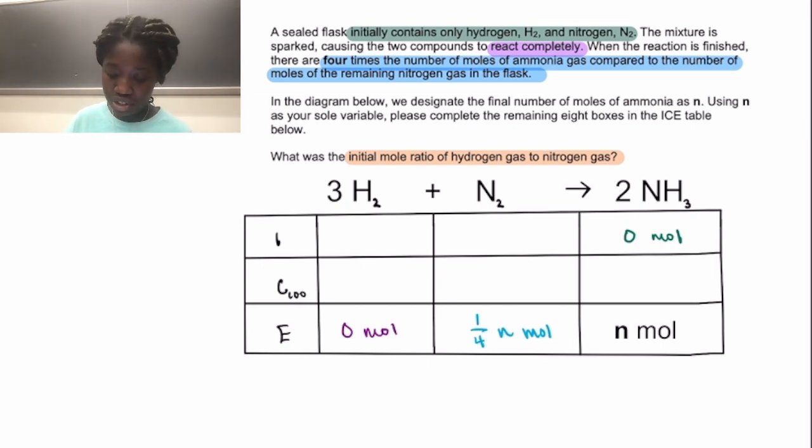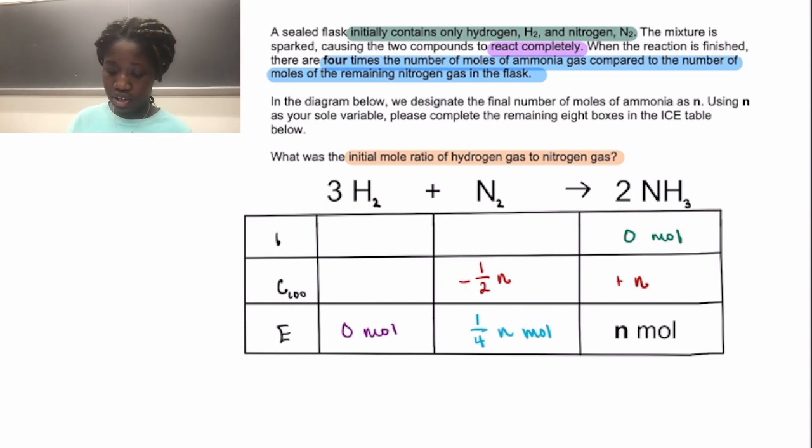Let's look at our change line. Starting with ammonia, we go from 0 moles to N moles. So the change needs to be plus N. Now let's look at nitrogen. The ratio of nitrogen to ammonia is 1:2. So that means the change for nitrogen is half this number. So I will write 1/2 N. However, nitrogen is a reactant. It's being used up. So instead of addition, we will use subtraction.